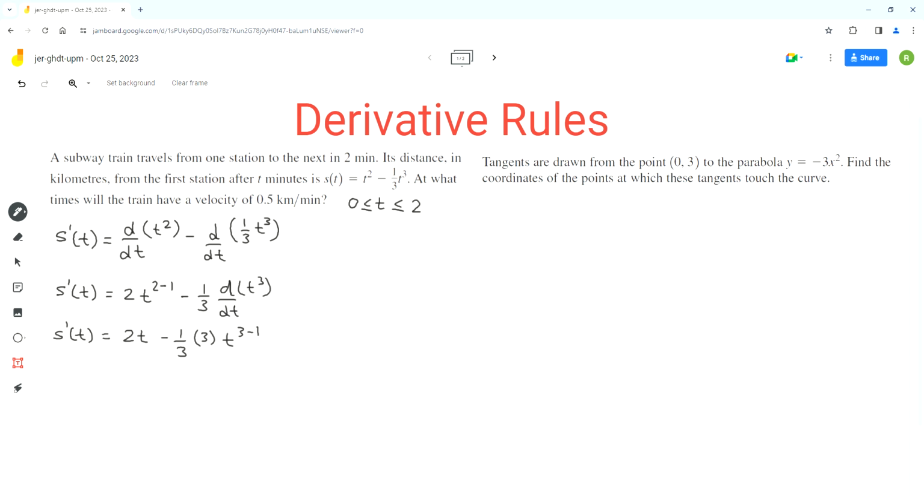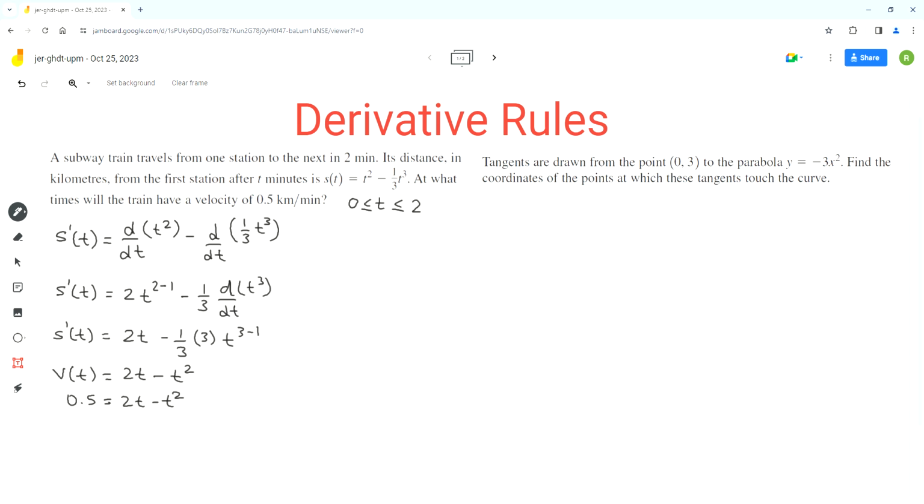Now as I mentioned earlier, the derivative of the position function is the velocity function, so we can also write it as v at t equals 2t minus, here we can multiply 1 over 3 by 3, which is 1, so we get t squared. Now the given velocity is 0.5 equals 2t minus t squared. So this is the equation we have to solve to find the times at which the velocity is 0.5 kilometers per minute. Now this is a quadratic equation because the highest power on the variable is 2.